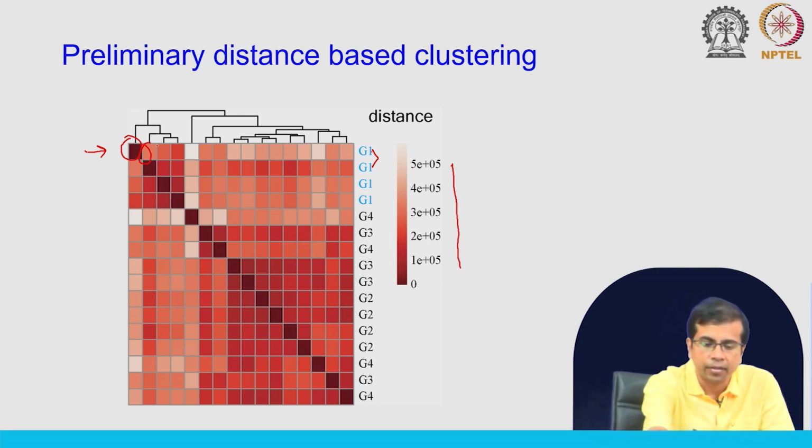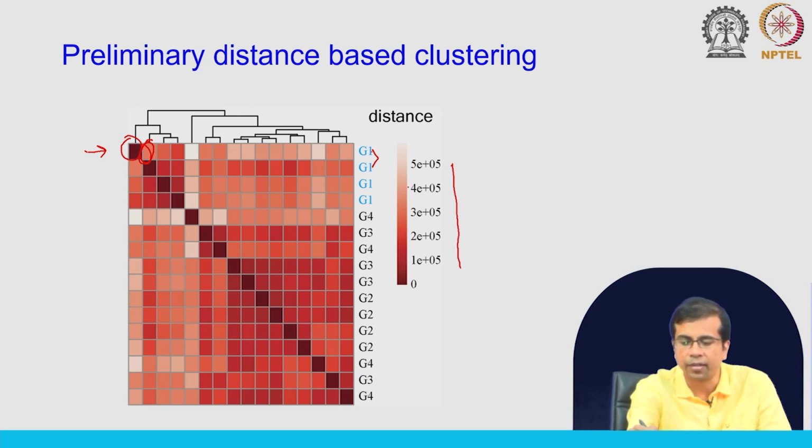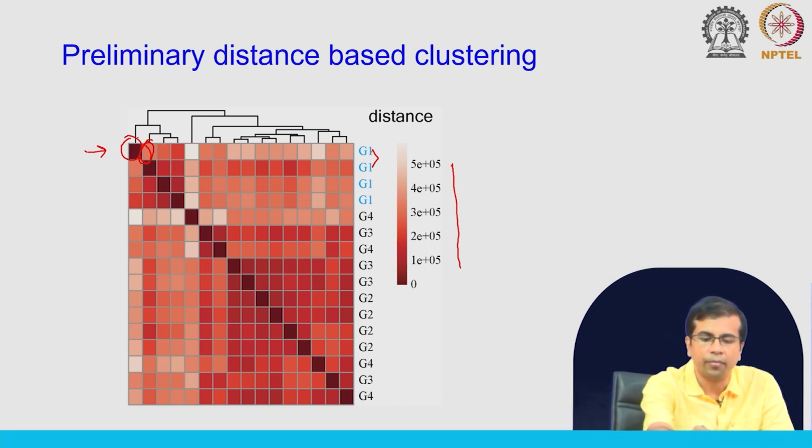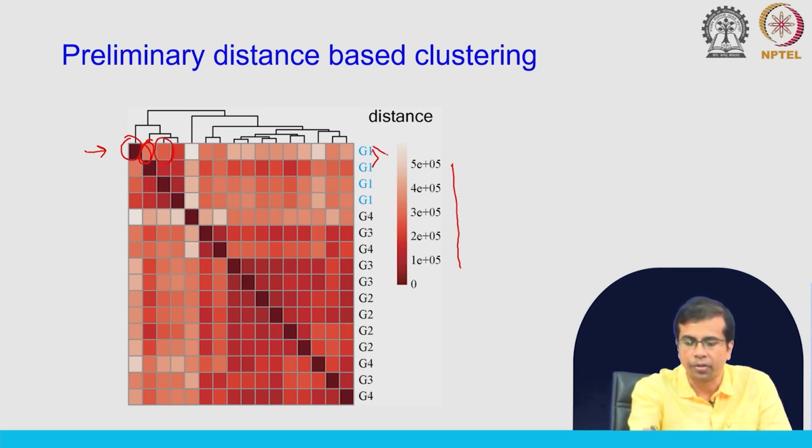And so on. You can see this is the comparison of a replicate with a replicate. It is not very similar, there is some distance, you can see a bit lighter shade. Then you have the comparison of this one with this one, so again this is a comparison between this G1 and this G1.